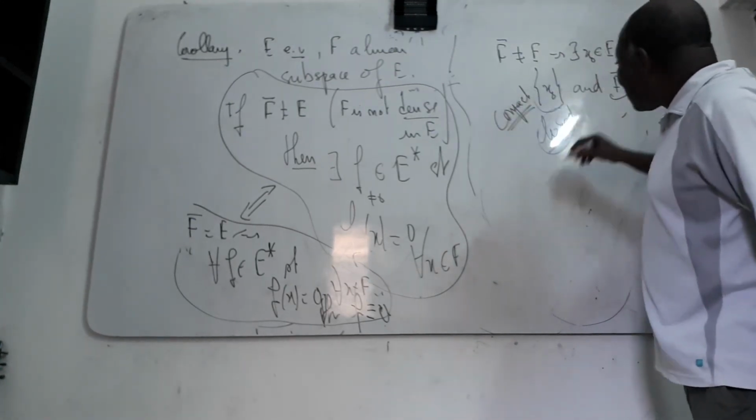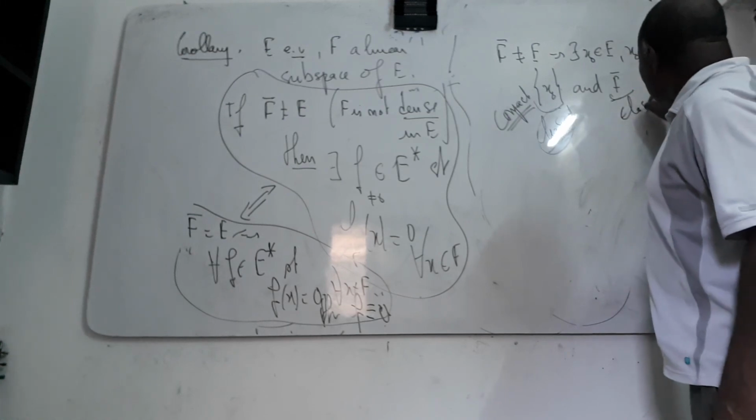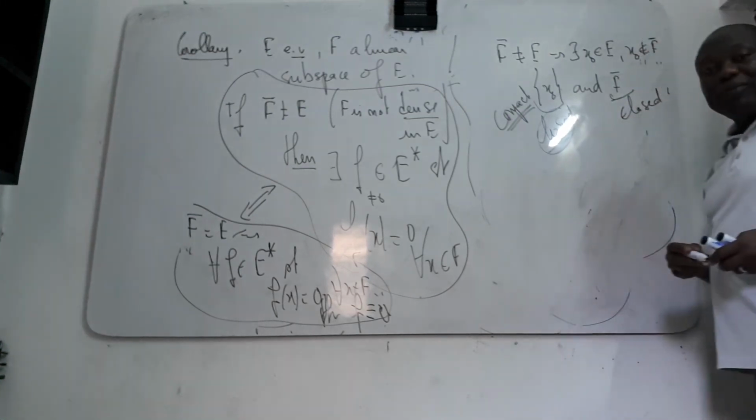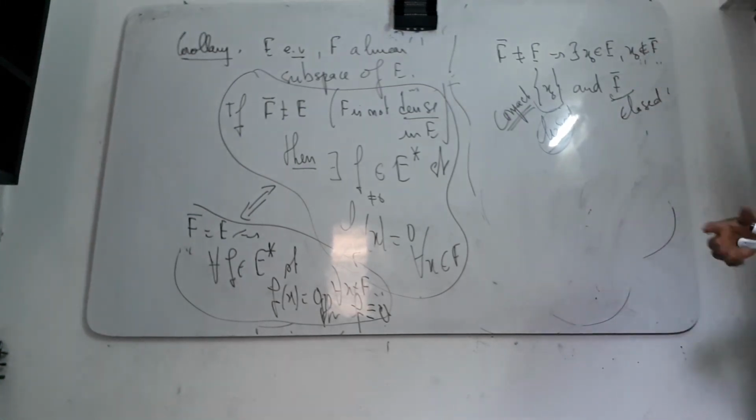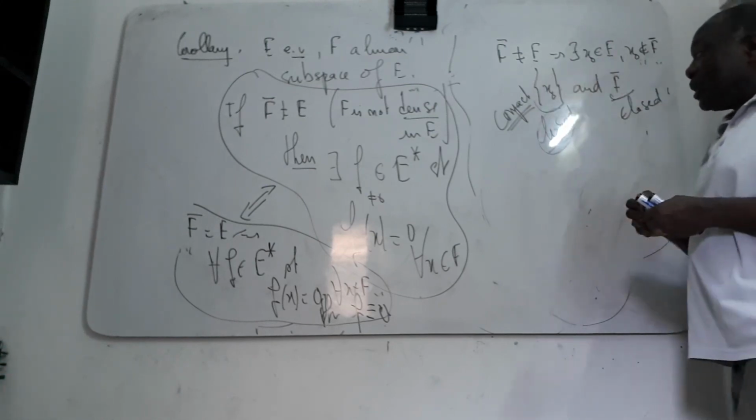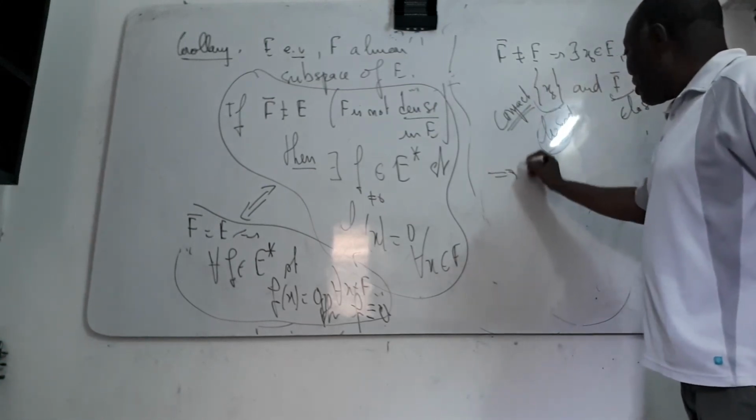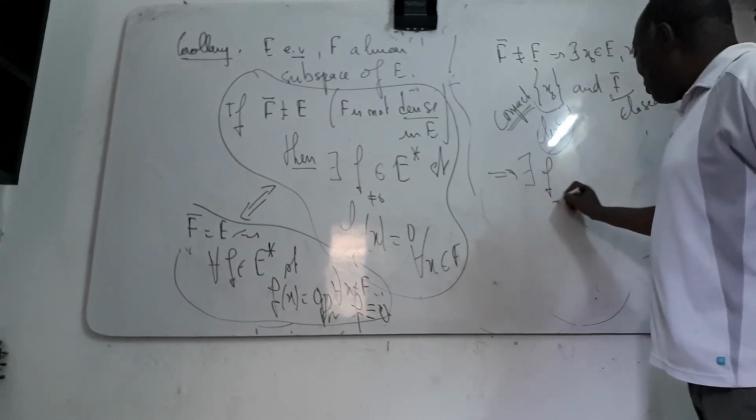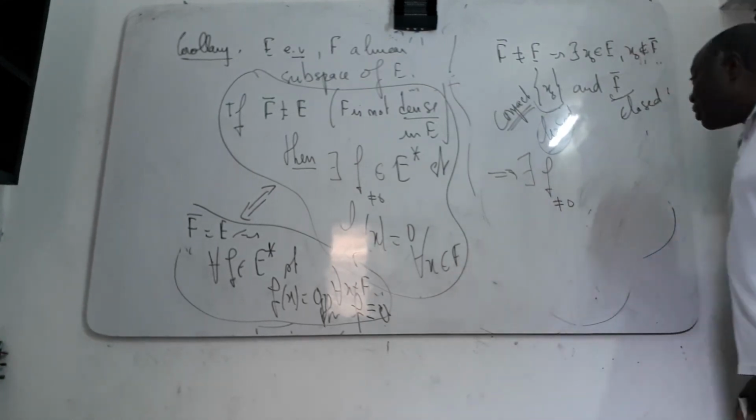This one is compact. This one is closed. So we are in the condition to use the second geometric form of the Hahn-Banach theorem. This one is closed, this is compact. Then there is a map which is not necessarily equal to 0.